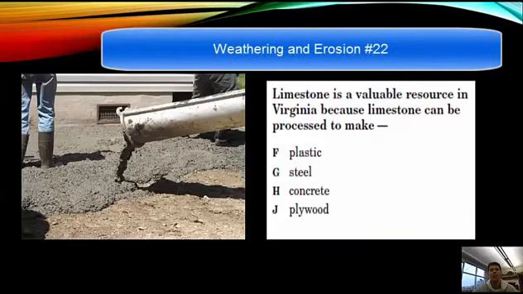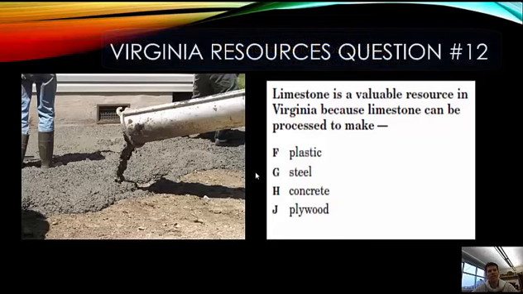Limestone is a valuable resource in Virginia because limestone can be processed to make what? If you ground up the limestone and add some water to it, it does not make plastic. It definitely does not make steel. I hope you wouldn't pick wood. We know that comes from trees. Our best answer here is H, concrete. That's what limestone is used for, building materials and construction.